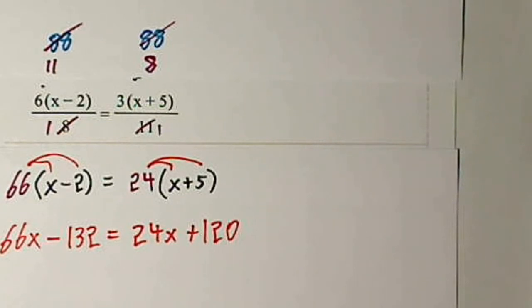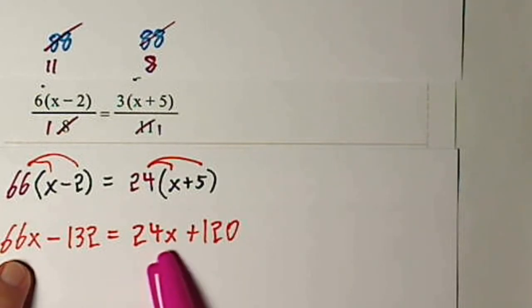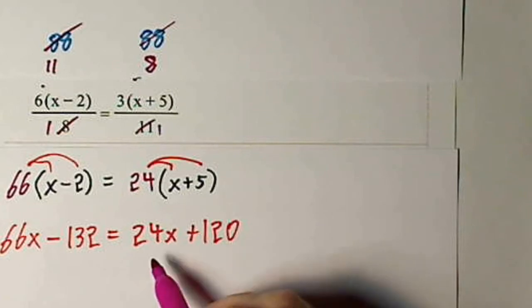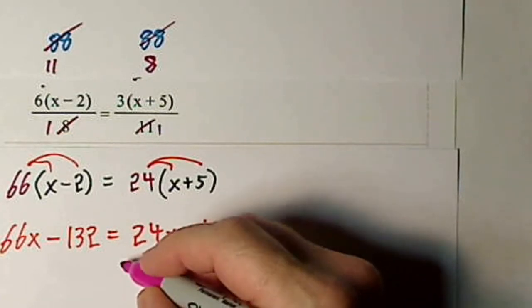All right. And at this point, your first step is up to you. I could get rid of 66x. I could get rid of a negative 132. I could get rid of 24x, or I could get rid of positive 120. I'm going to get rid of that 24x. I'm choosing the smaller of the x values just so I can avoid having a negative x, but it doesn't really matter.